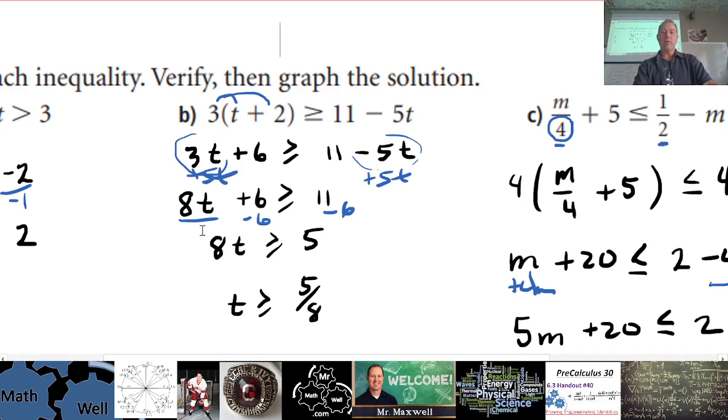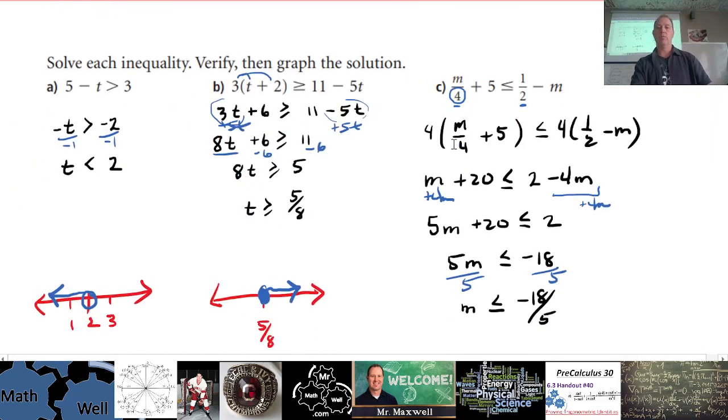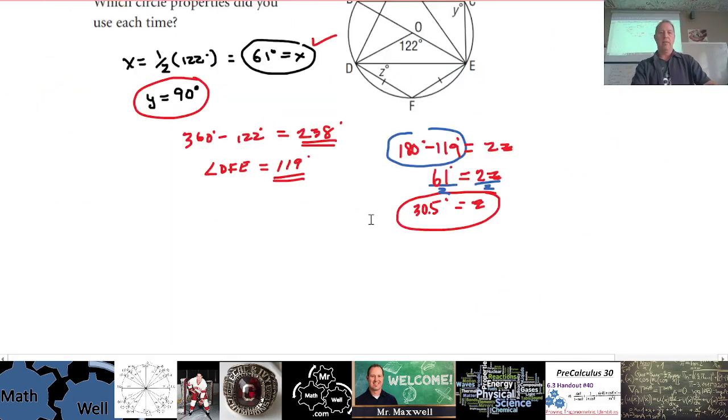And notice we didn't multiply or divide by a negative at all here. We just divided by a positive 8. So you don't flip the sign if you divide or multiply by a positive. All right, moving on.